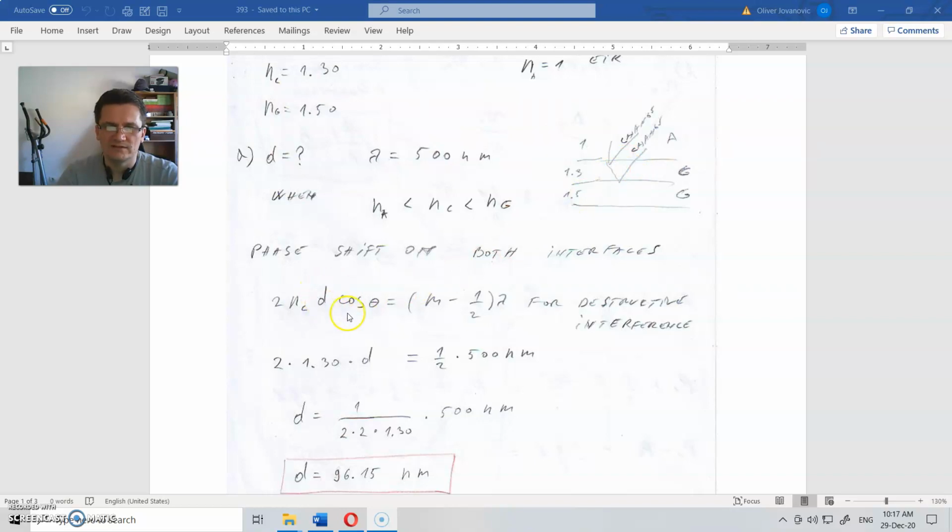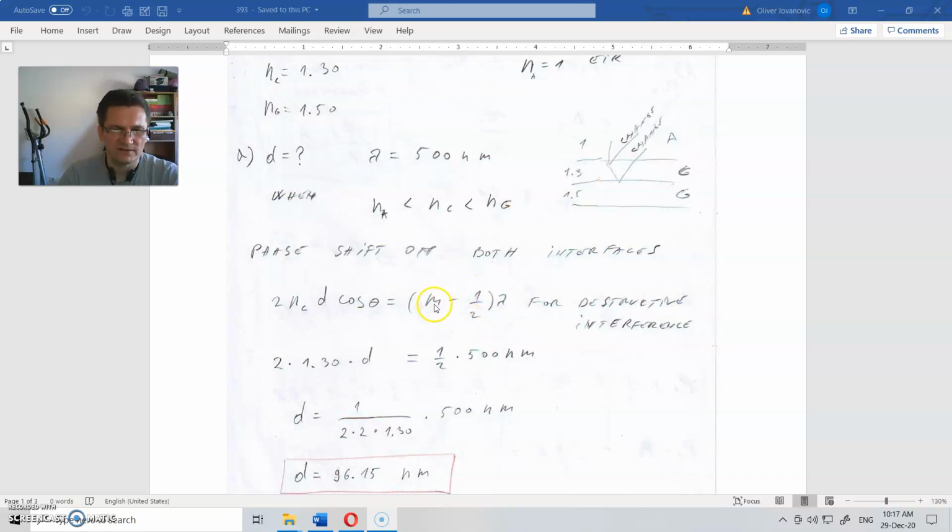So what is this d times cosine of theta? That is the optical path difference between this ray and this ray. So that is the distance this plus this. This is d cosine of theta, this is the other d cosine of theta, and that makes 2d cosine of theta. And that is the path difference. If the path difference is under this condition, you have destructive interference, first, second, third, and whatnot.